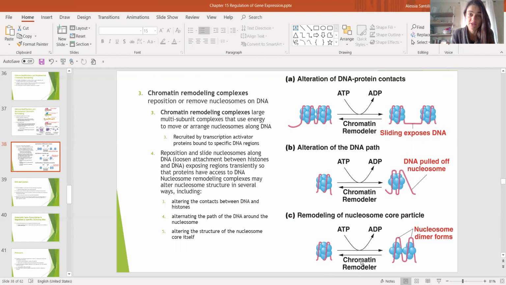So we got 4 to 4, right? So all of this is chromatin remodelers, and it's a very energy-dependent process, and you're just loosening the attachment of the DNA to the histones or vice versa, because as you can see in all of these chemical reactions, the arrow goes both ways.